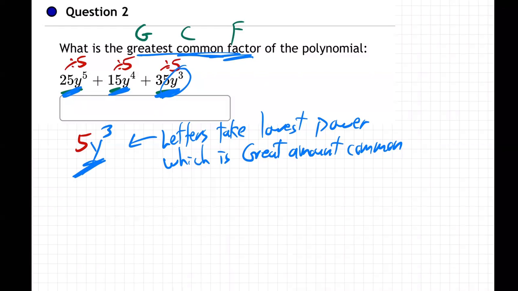they have in common. And so you take the number that they're all divisible by, the greatest number, because they're also all divisible by 1, by the way. But the greatest number that goes into all of them is 5. And then when it comes to the letters, you take the lowest power because that's the greatest amount they share in common. There we go.